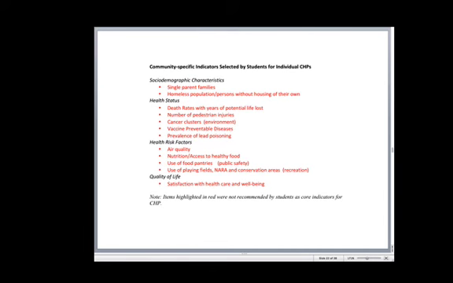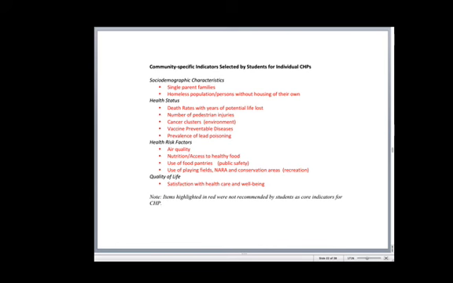In addition to those core indicators, this gives you an example of indicators selected by some students for their communities because they were interested in some additional indicators beyond what the core indicators were. Again, this is just to give an idea of the kind of indicators that were selected for those community health profiles. Some socio-demographic, single-parent families, for example, was one picked, as well as the size of the homeless population in the community.